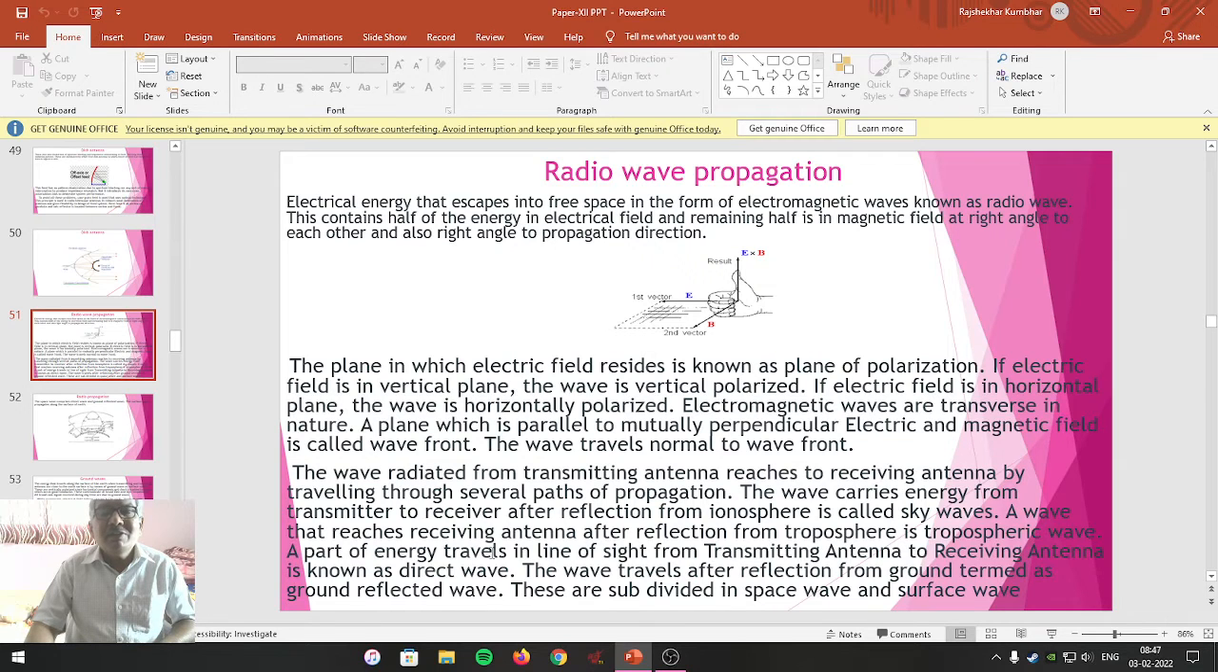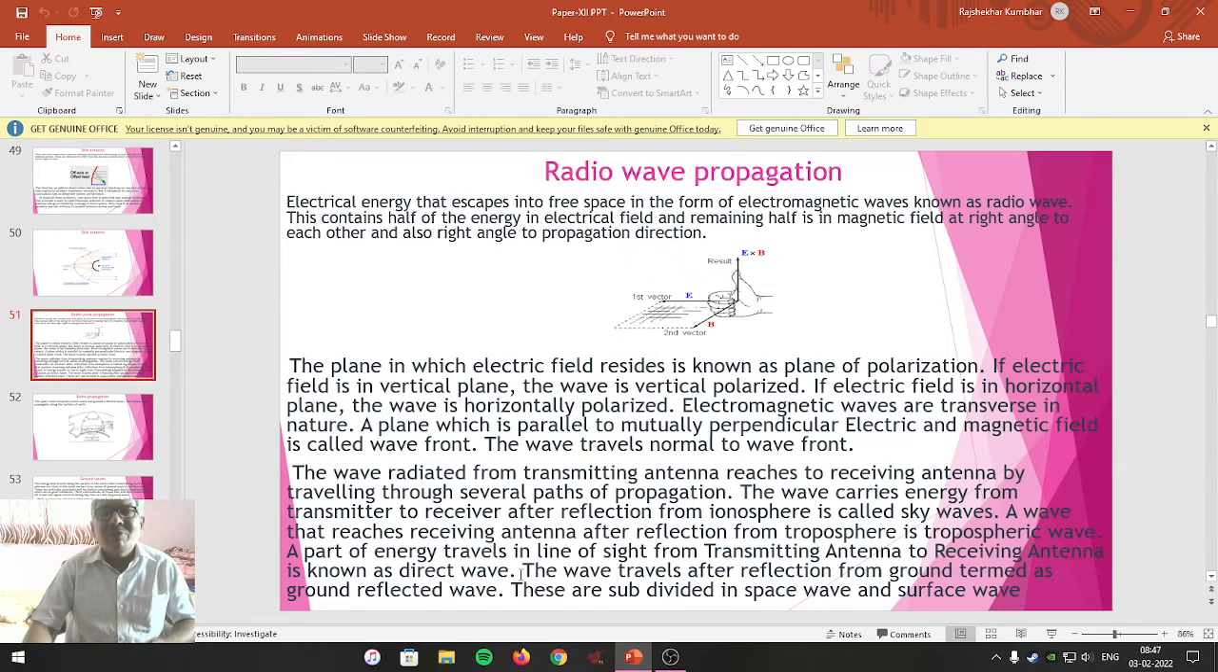Then a part of the energy that travels in a line of sight from the transmitting antenna to the receiving antenna is known as the direct wave. The wave that escapes from the transmitting antenna without being reflected, even from the ionosphere, the troposphere, or the Earth's surface, goes directly to the receiving antenna. It is called the direct wave. That is used for line of sight communication.